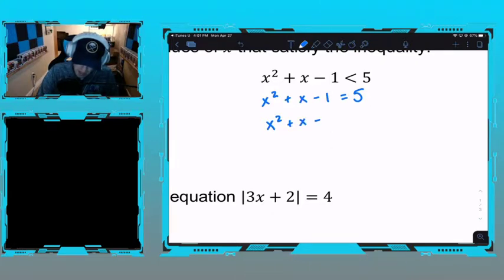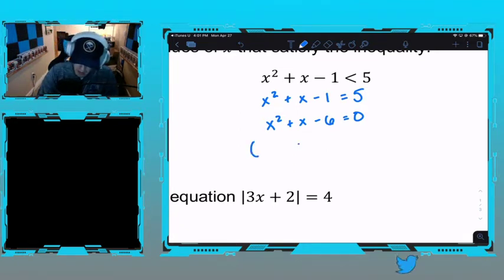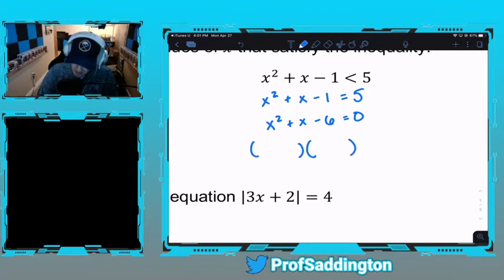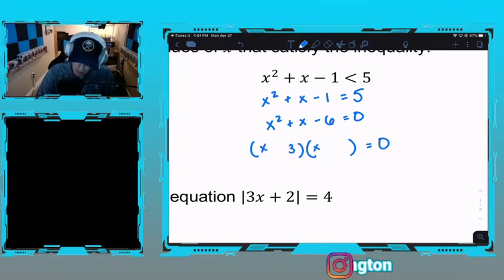I don't think anybody's going to struggle with this portion of it. Usually when we get to factoring, you guys are pretty good with that. If we're factoring 6 and we want it to be a positive 1, it looks like it's going to be 3 and 2.